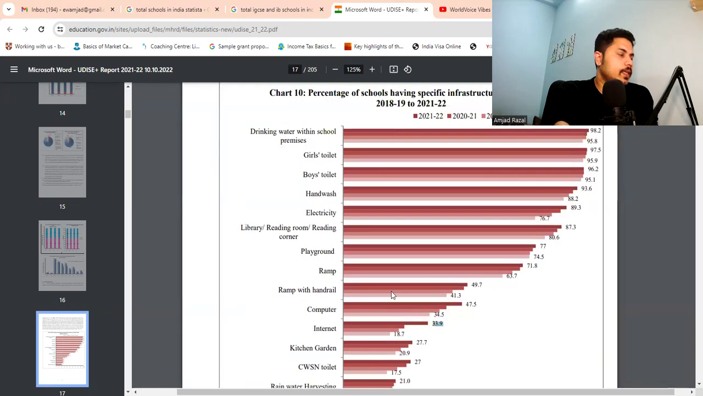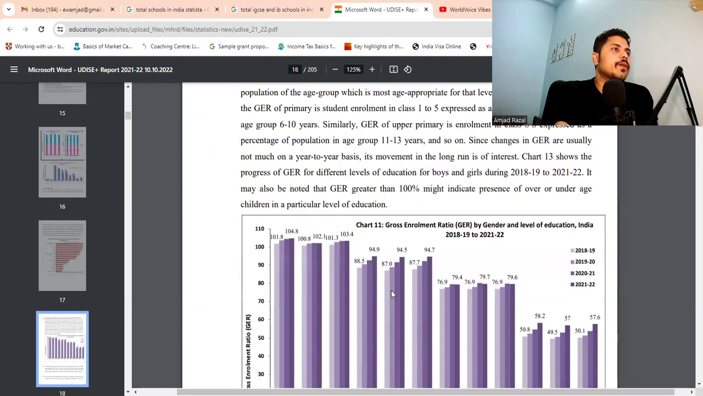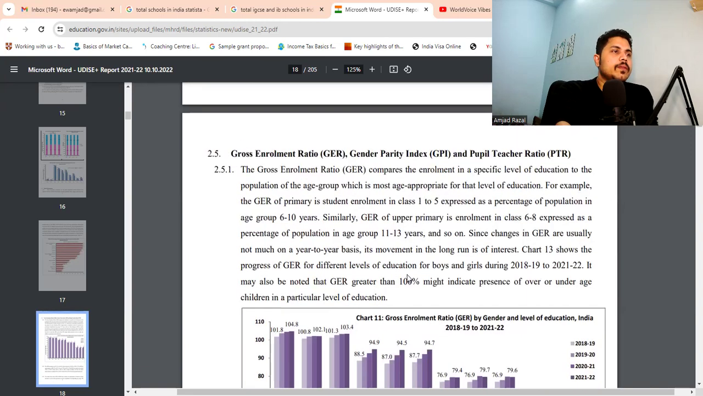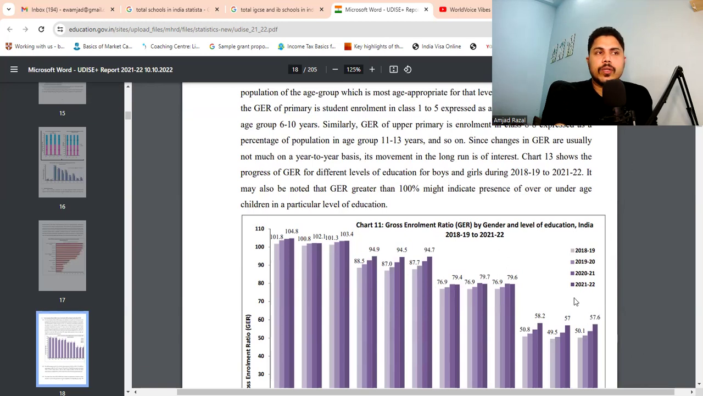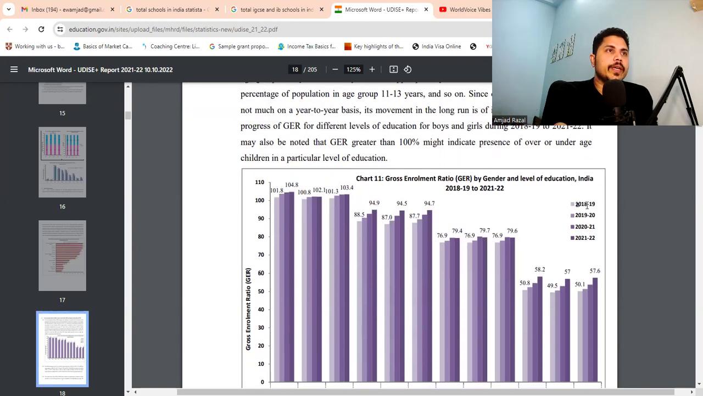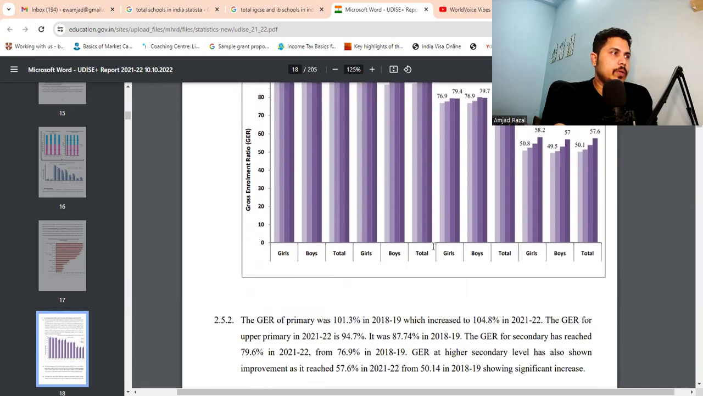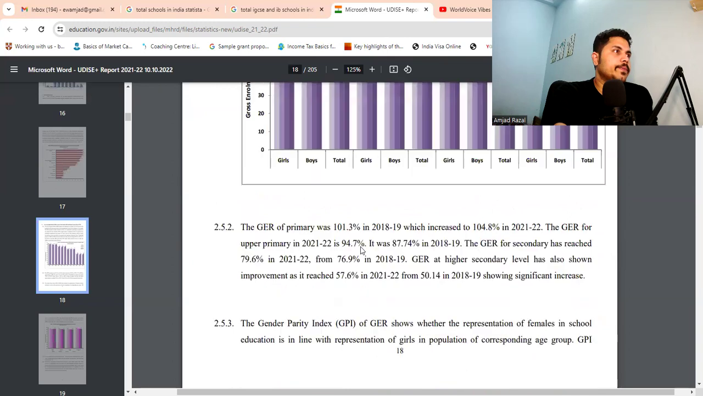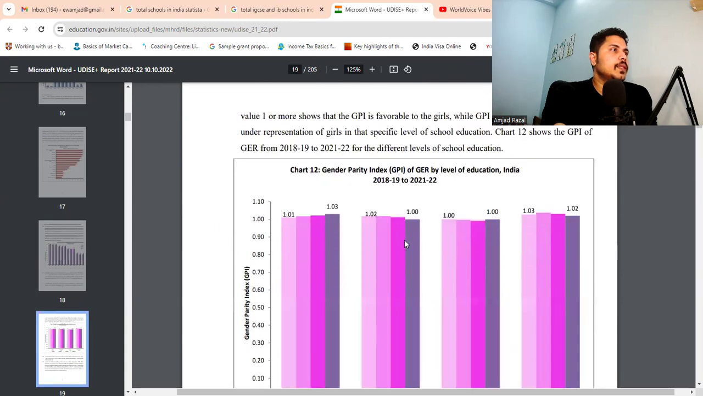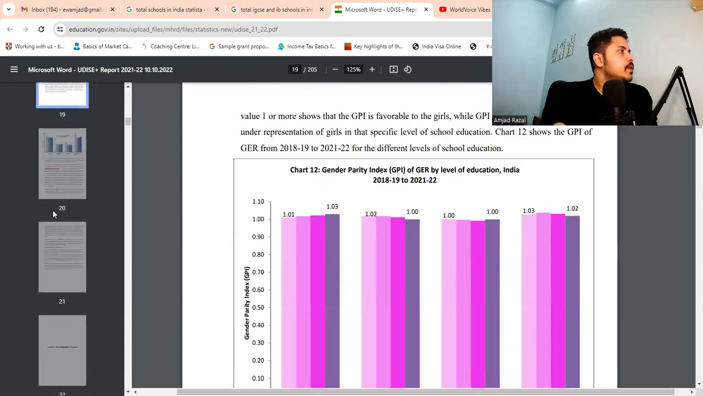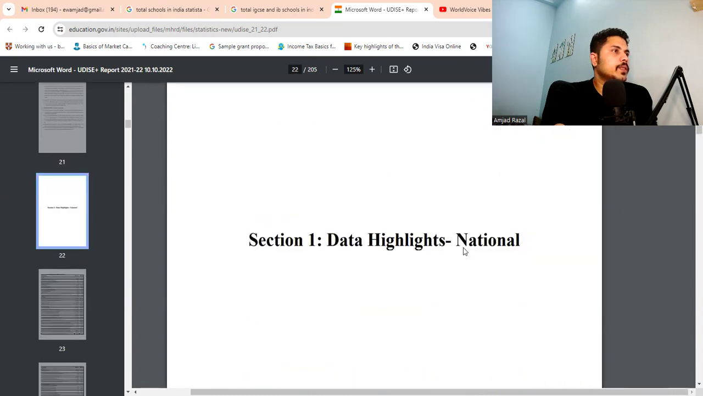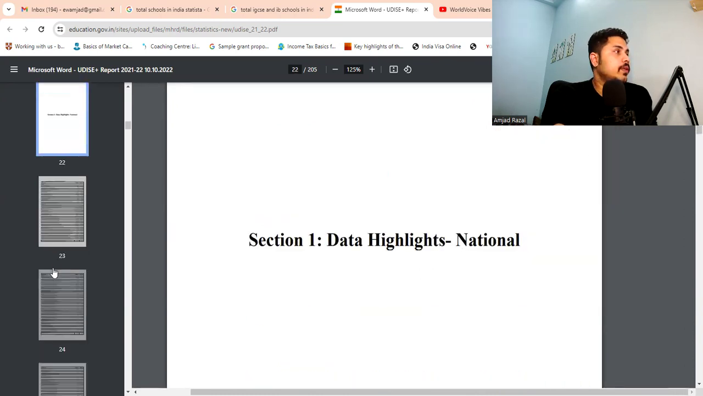So 33.9, that's a good growth. Kitchen garden, and there are other facilities. Okay, so this is the growth, the gross enrollment number. You can see here everywhere there is good growth from 2018-19 to 2022. You can just understand this by looking at the data. This is gender parity. I'm sure I'm not taking too much time. Now, what are the data highlights at the national level?